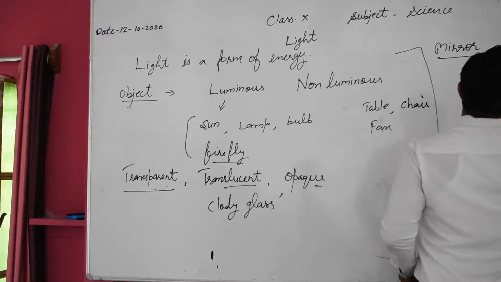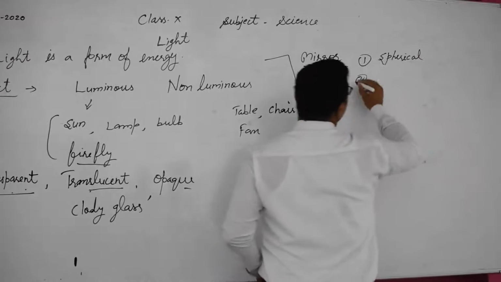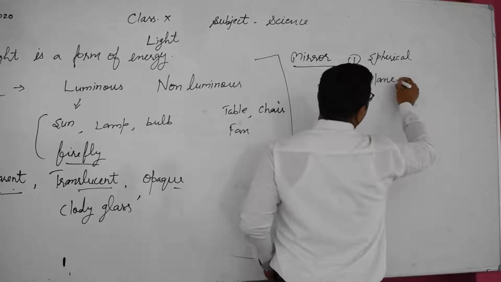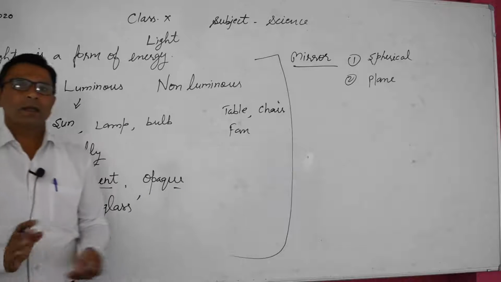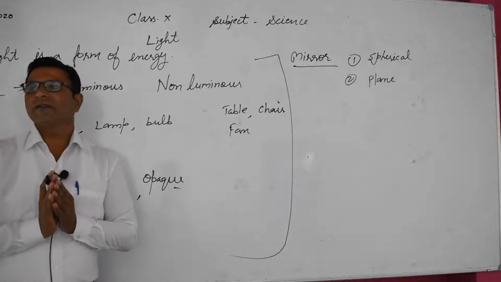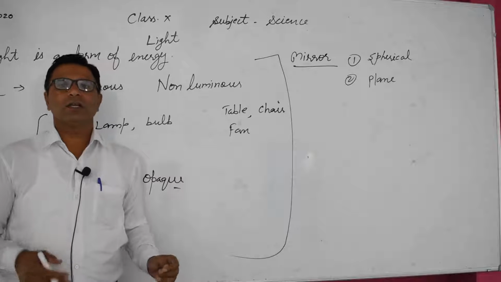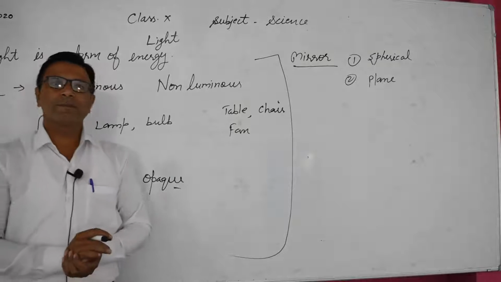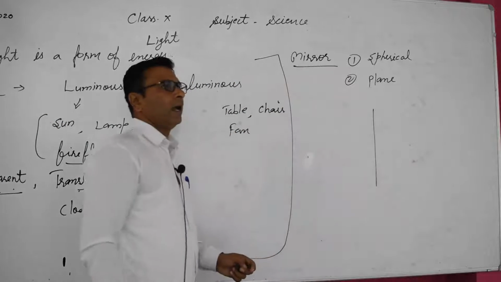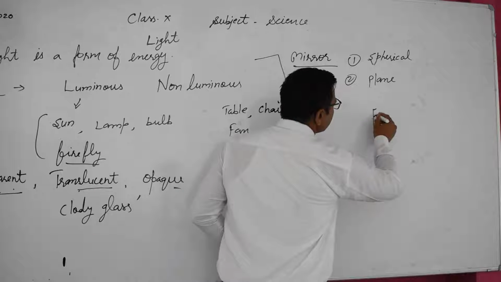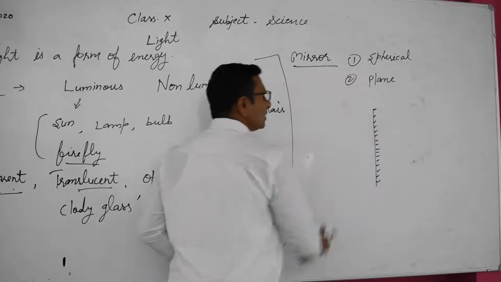First is the spherical mirror, and second is the plane mirror. Dear students, you have seen the mirror in your house early morning. A plane mirror is totally plane, and we polish it to make it opaque, and then you can see your image.